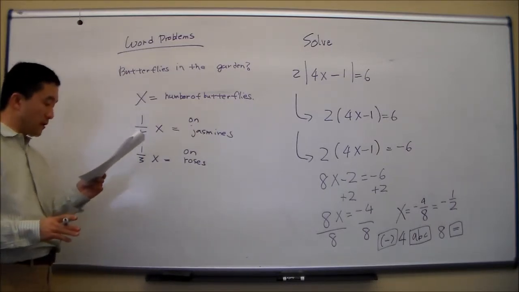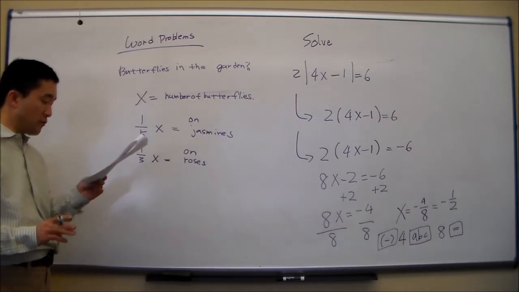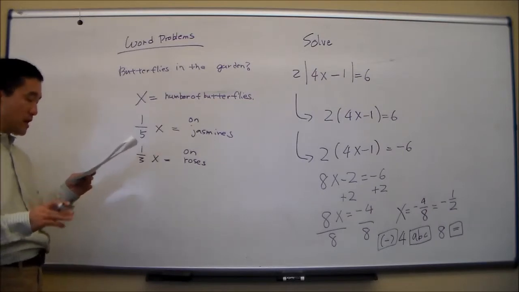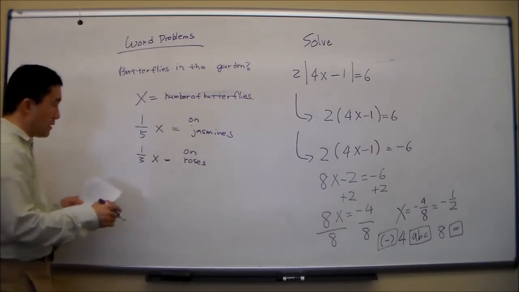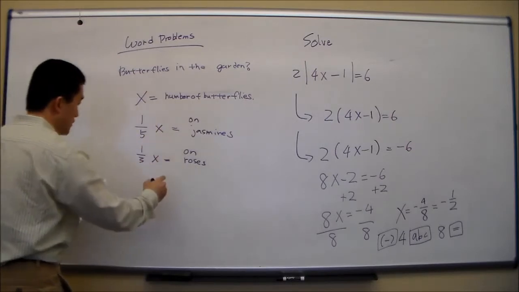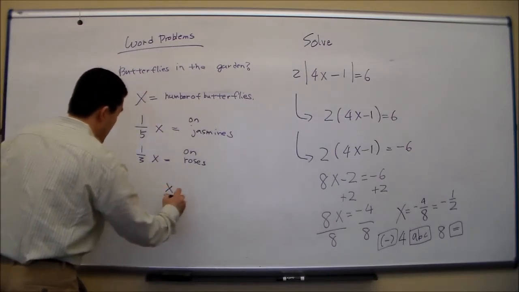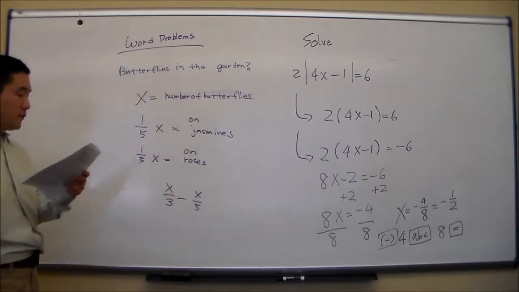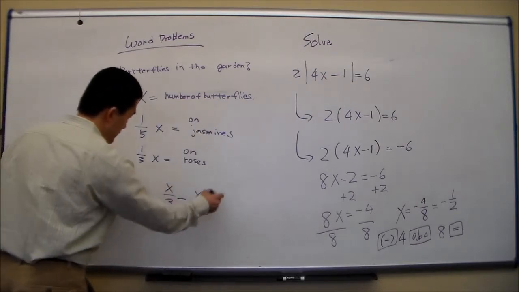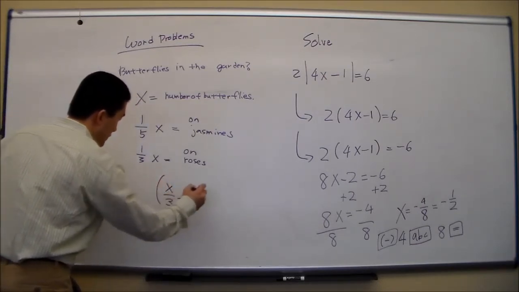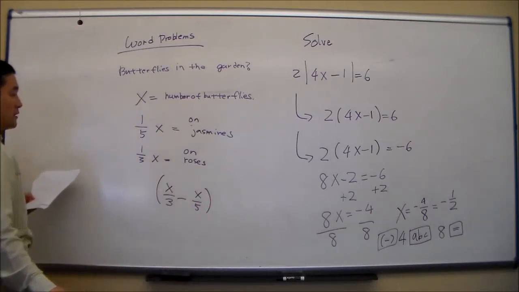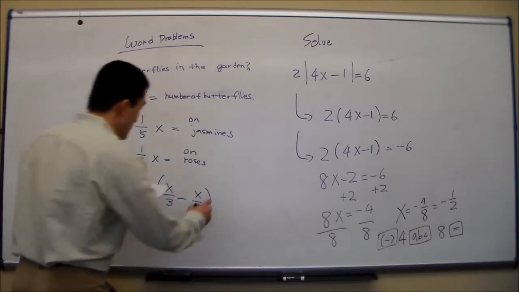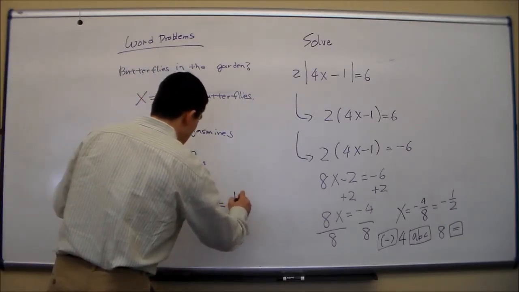3 times the difference of the butterflies on the jasmine and roses are on the lilies. Okay. So what's the difference between the ones on the jasmines and the roses? Well, that's going to be the difference between these two. So x divided by 3 minus x divided by 5. What's 3 times that? Well, the difference is this entire quantity, so I'm going to put that in parentheses, multiplied by 3. So that's on lilies.